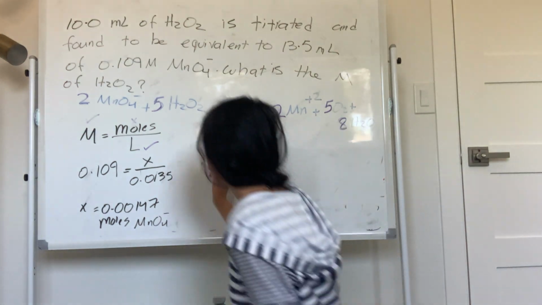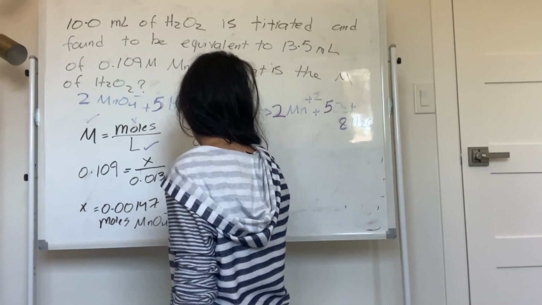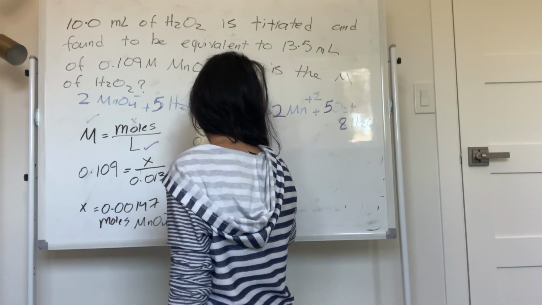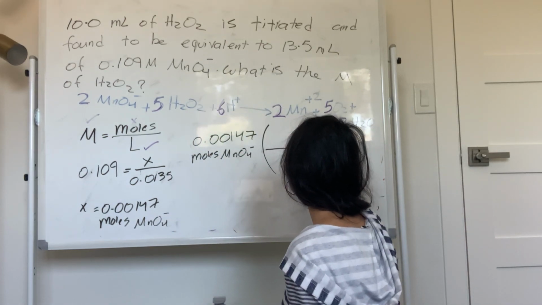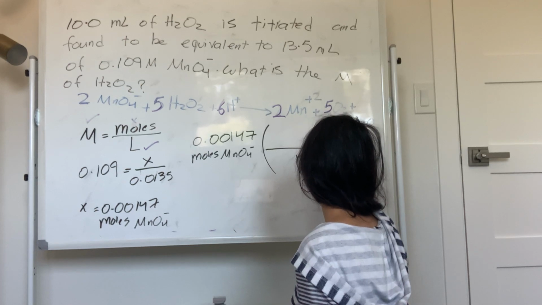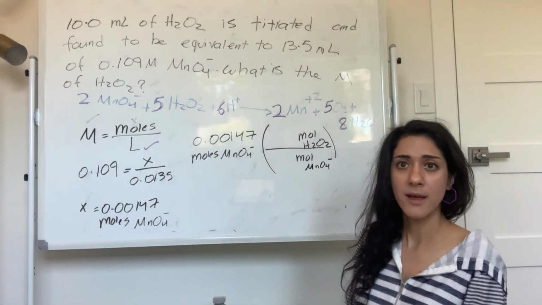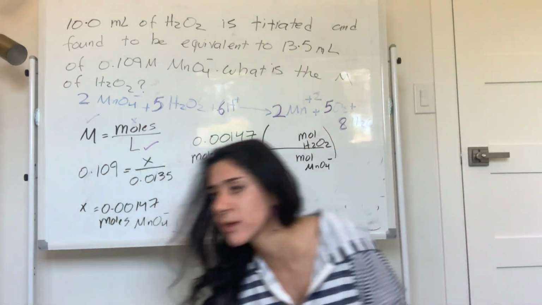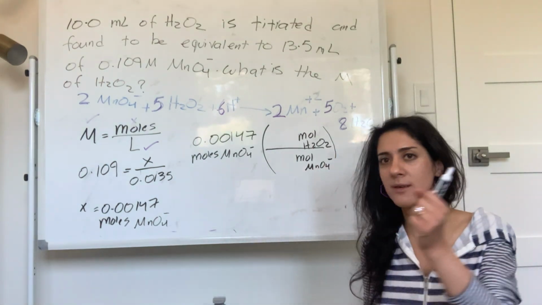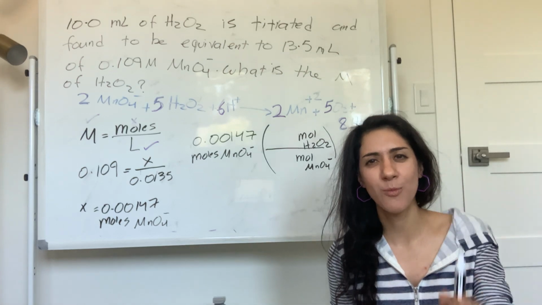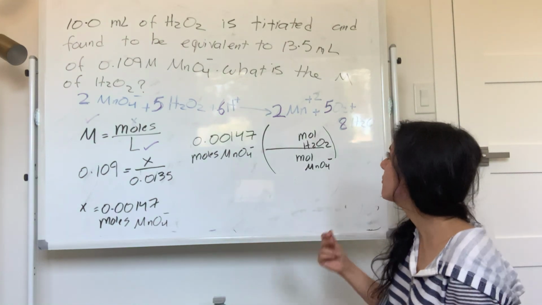Okay? So I have 0.00147 moles of MnO4 minus. I don't want the moles of MnO4 minus. What do I want? I want the moles of hydrogen peroxide. So to do that conversion, to convert the one to what I want, I need hashtag mole ratio. How am I going to find out the mole ratio? Coefficients are the mole ratio because we use moles to balance the chemical reaction. Coefficients are the mole ratio.